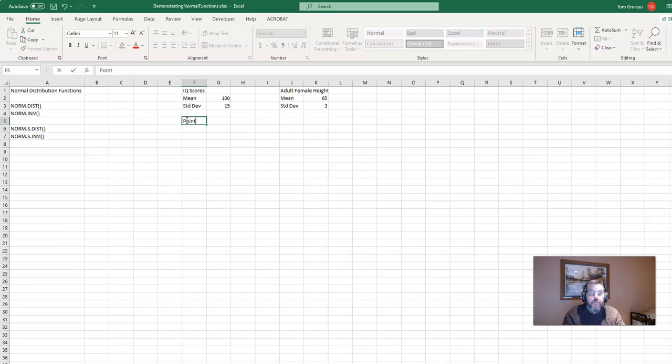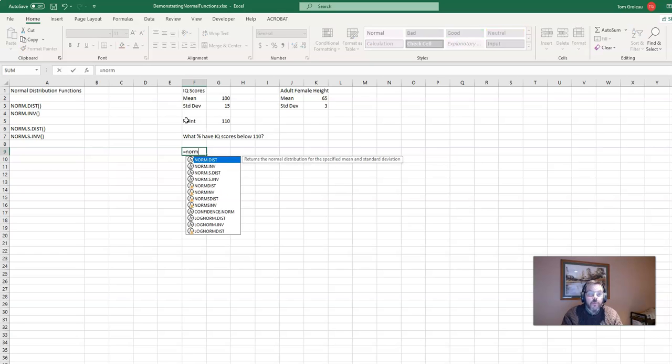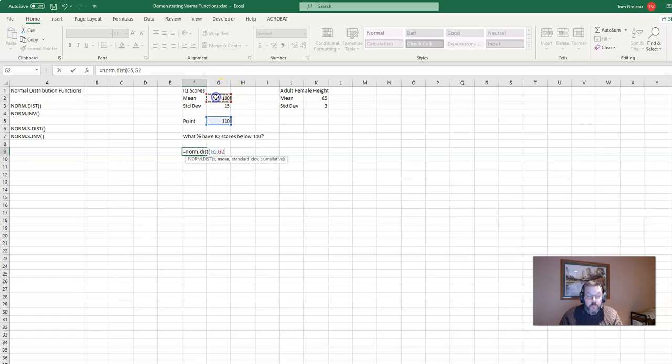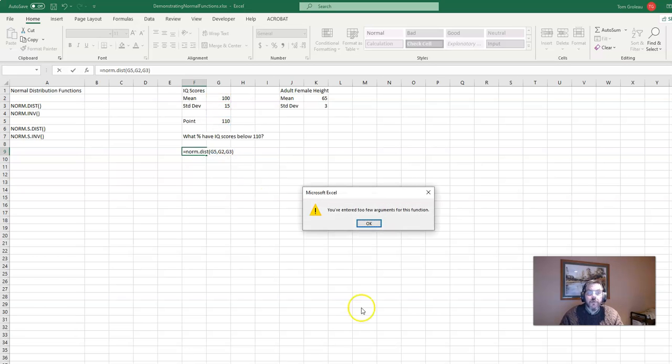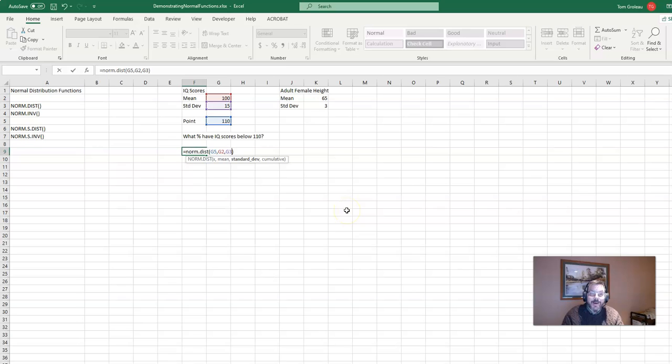Now we started with a particular point in class. We did 110. And then we said, what percent have IQ scores below 110? And I mentioned that would be the norm.dist function. So there's your point, mean, standard deviation. And I forgot the true for cumulative. There we go.